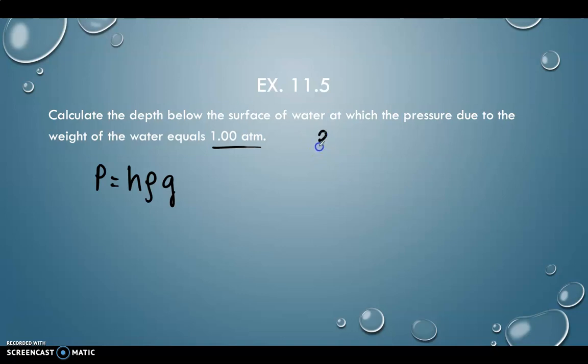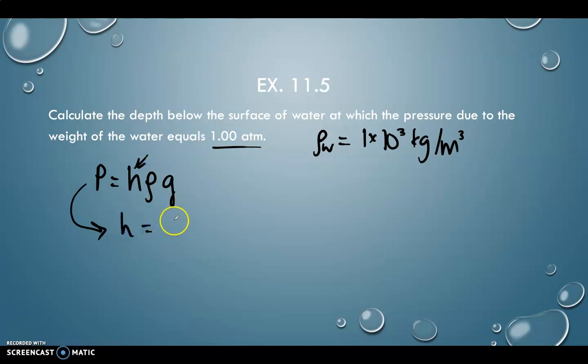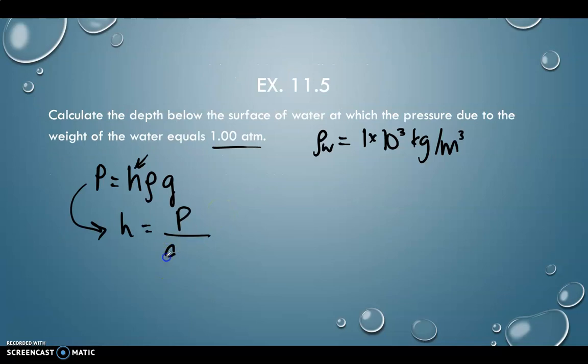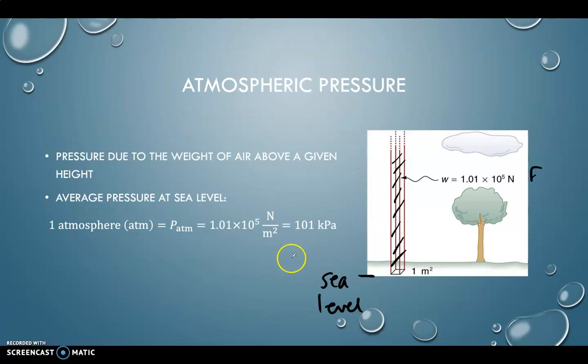So, density of water, 1 times 10 to the 3rd kilograms per meter cubed. Okay, and so we want to know the depth, so that's going to be h. So h equals pressure over density times gravity, acceleration due to gravity. So our pressure is 1 atmosphere, okay, or we'll need to convert that.